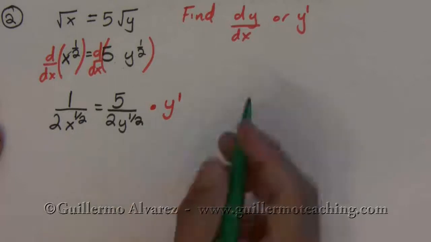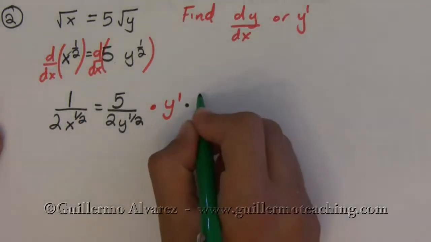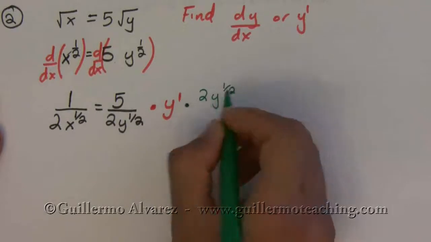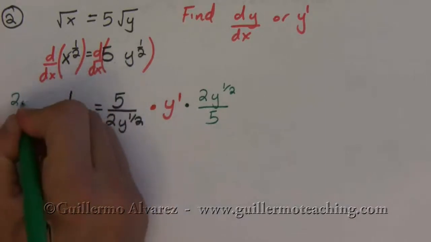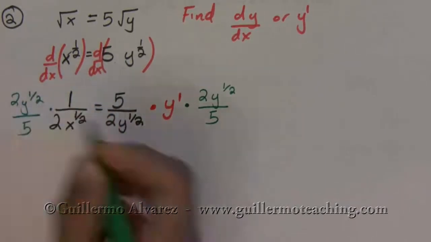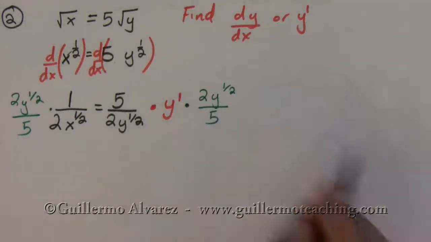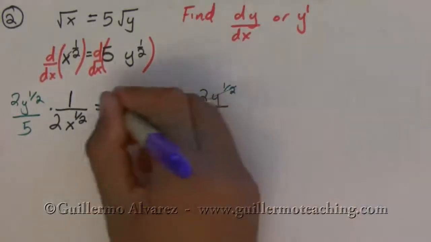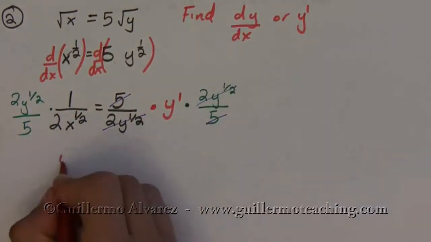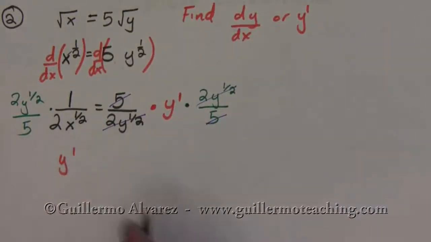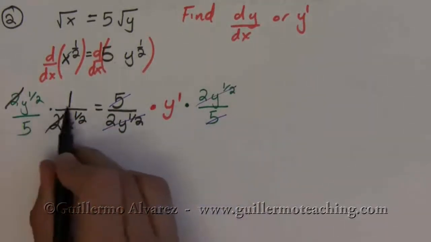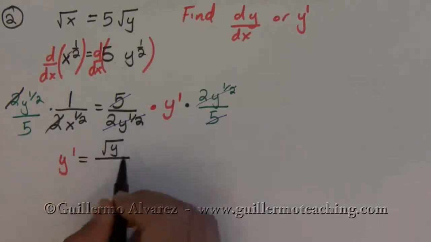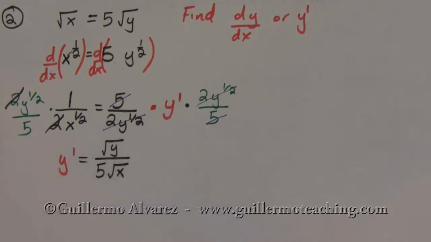Okay, and then we're trying to solve for y prime, so all we need to do is multiply both sides by 2y to the 1/2 over 5, which is a reciprocal. So we'd have 2y to the 1/2 over 5. And so these cancel. And so in the end, what we have is y prime is equal to, here the 2's cancel, y to the 1/2 on top, or square root of y, over 5 square root of x. And that's it.